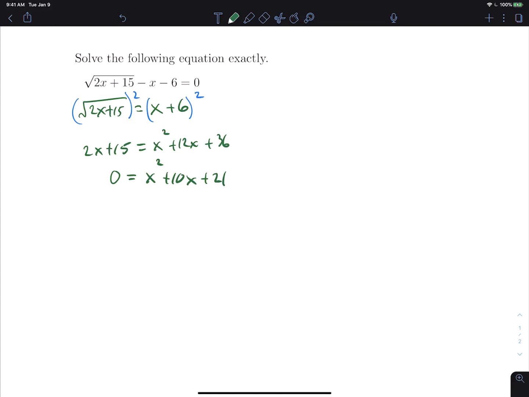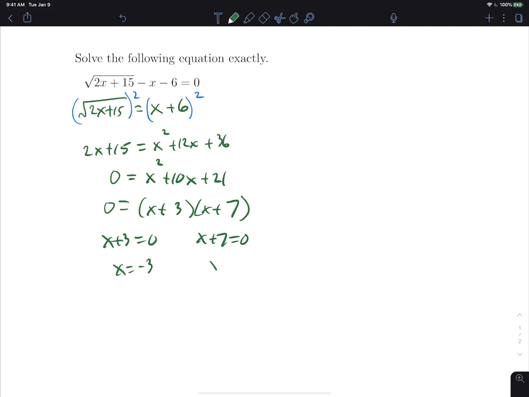And then factor. 0 equals x plus, and then x plus. What multiplies to 21 and has a sum of 10? Well, that's 3 and 7. Then set each factor equal to 0 and solve. Subtract 3, subtract 7. So x equals negative 3 and x equals negative 7.